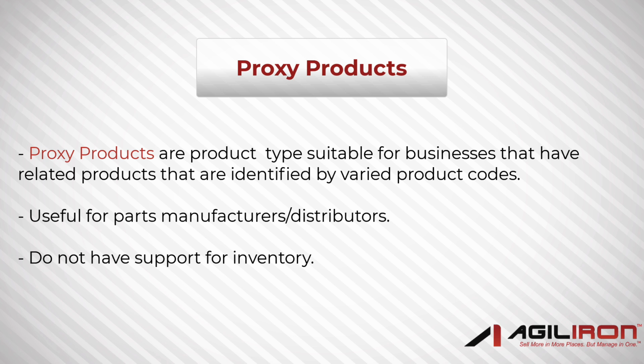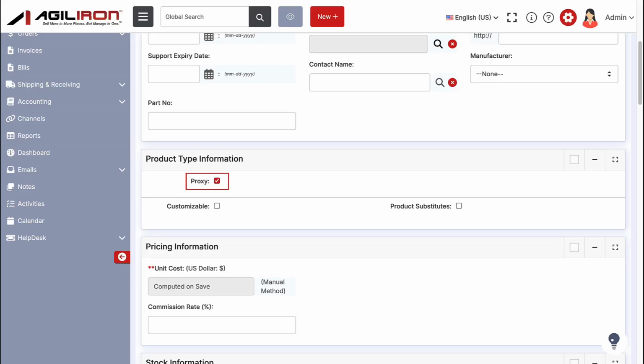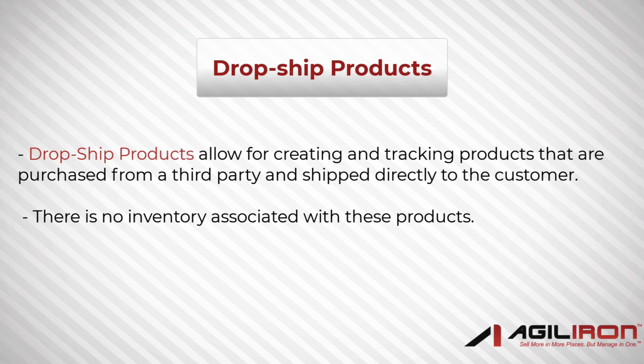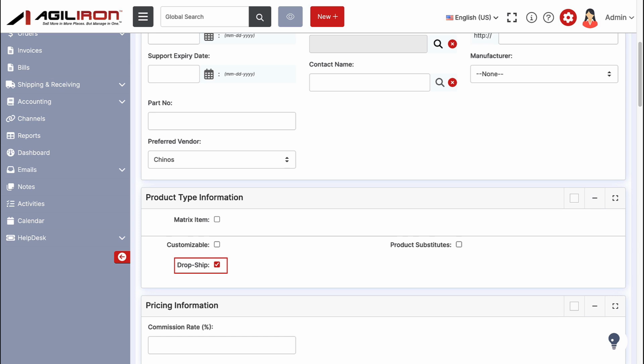Proxy products are a product type suitable for businesses that have related products that are identified by varied product codes. This is useful for parts manufacturers and distributors, in which items have different product codes associated with identical products. Select the Proxy option in Product Type Information while creating a new product. Dropship products allow for creating and tracking products that are purchased from a third party and shipped directly to the customer. There's no inventory associated with these products. Select the Dropship option in Product Type Information while creating a new product.